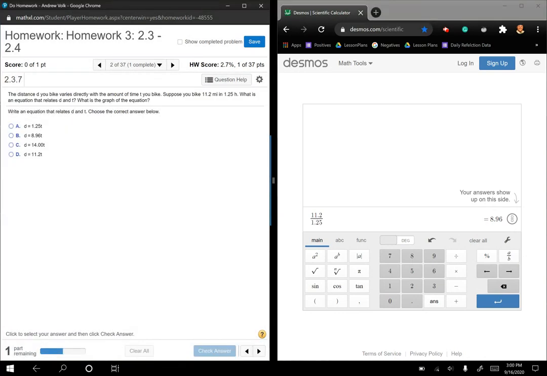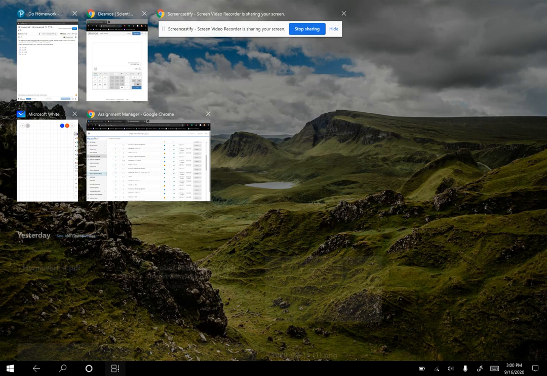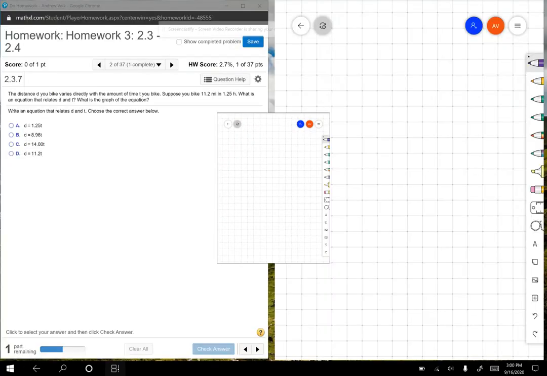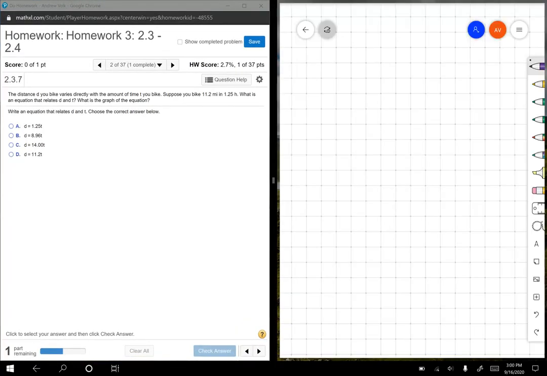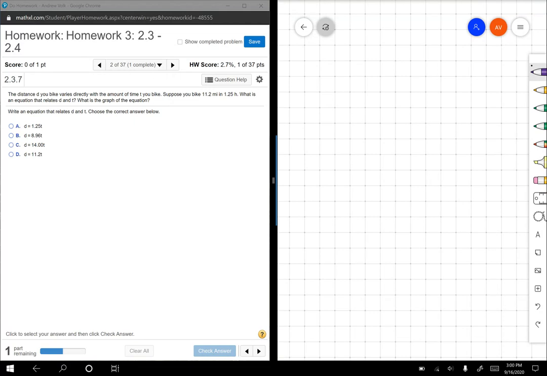Our second question asks us to write this equation, and so they ask us to do a little bit of math here. The first thing we're going to have to do, I'm going to jump over to my whiteboard, is it says the distance varies directly. So direct variation, we think of y equals kx, but we don't use y and x in this problem because it says the distance d varies directly with the time. So in this situation, our formula is going to look like that. They then give us a distance and a time, so we plug those in.